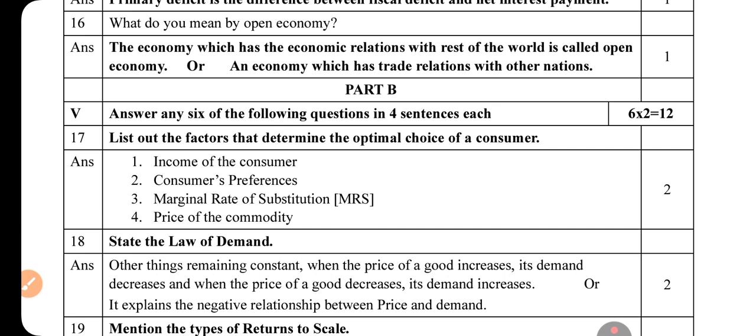For any customer in the market, the choice depends on 4 factors. One is income, second one is taste and preference. First preference, second preference, third preference. Then marginal rate of substitution. Marginal rate of substitution is nothing but buying more of any one product and less of the others, with sacrifices.